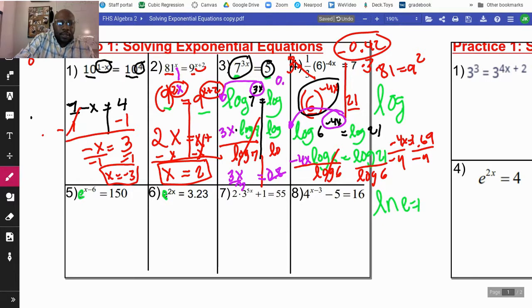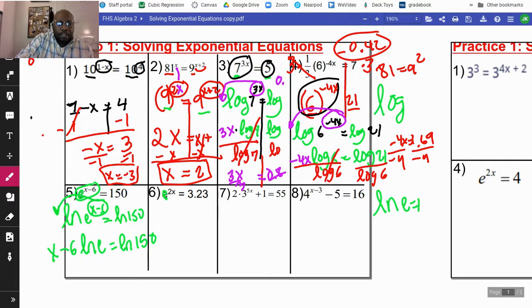So in this case, instead of using log, you're going to use natural log. And then you drop everything right here, e^(x-6), and then the same thing, natural log of 150. All right, so let's continue. You take your x minus 6, you put it in the front. So x minus 6, natural log of e equals natural log of 150.